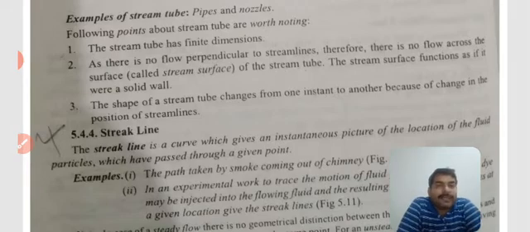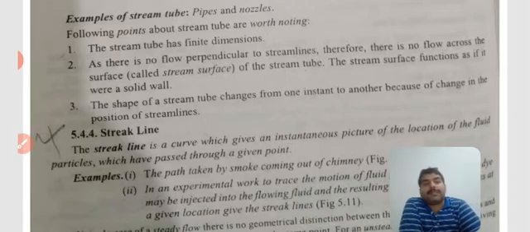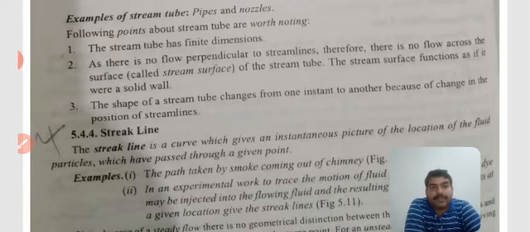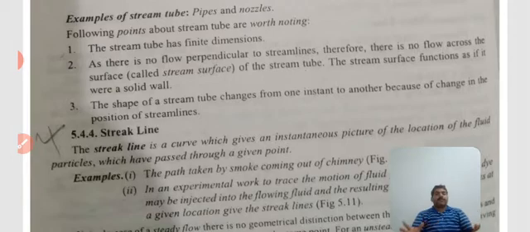Some points occur here. Number one, the stream tube has finite dimensions, as there is no flow perpendicular to streamlines. Therefore, there is no flow across the surface, called the stream surface, of the stream tube. The stream surface functions as if it were a solid wall. The shape of a stream tube changes from one instant to another because of change in the position of the streamlines.